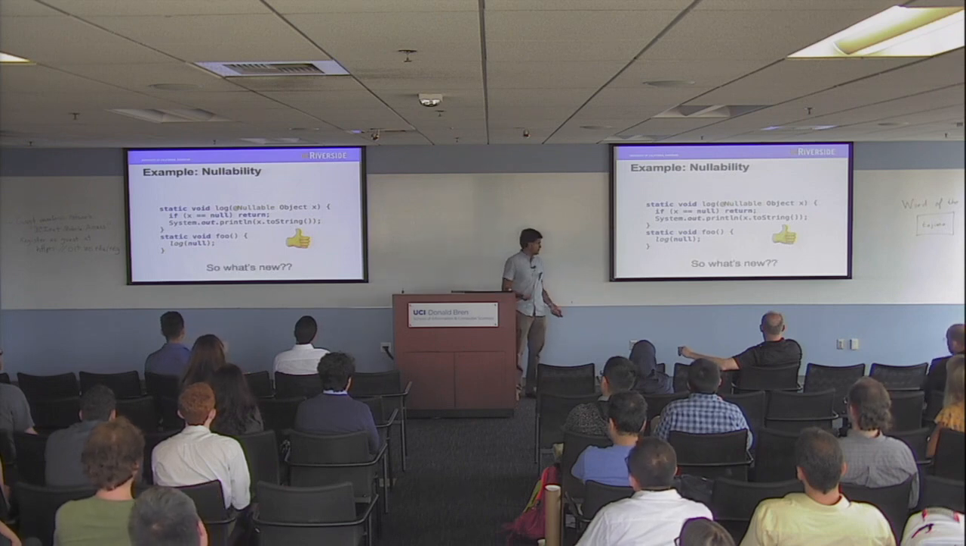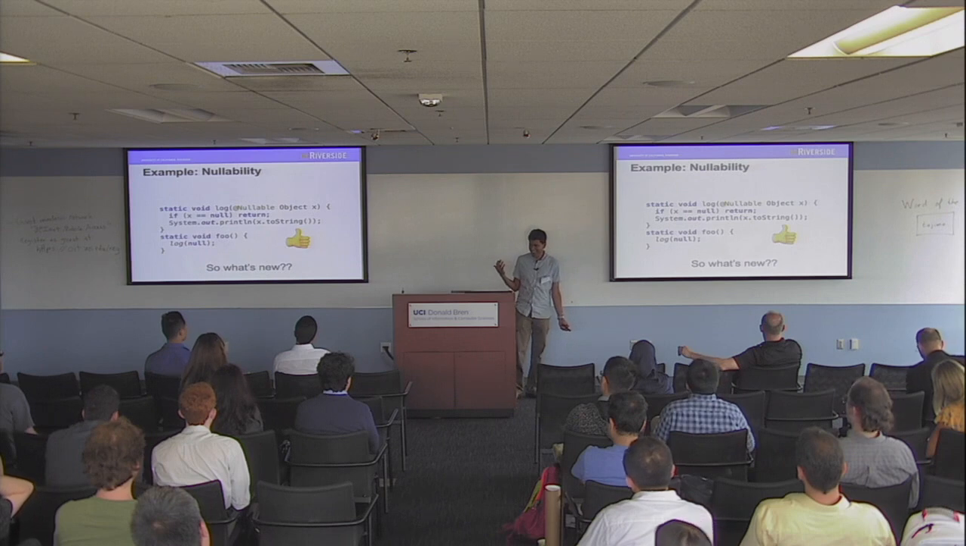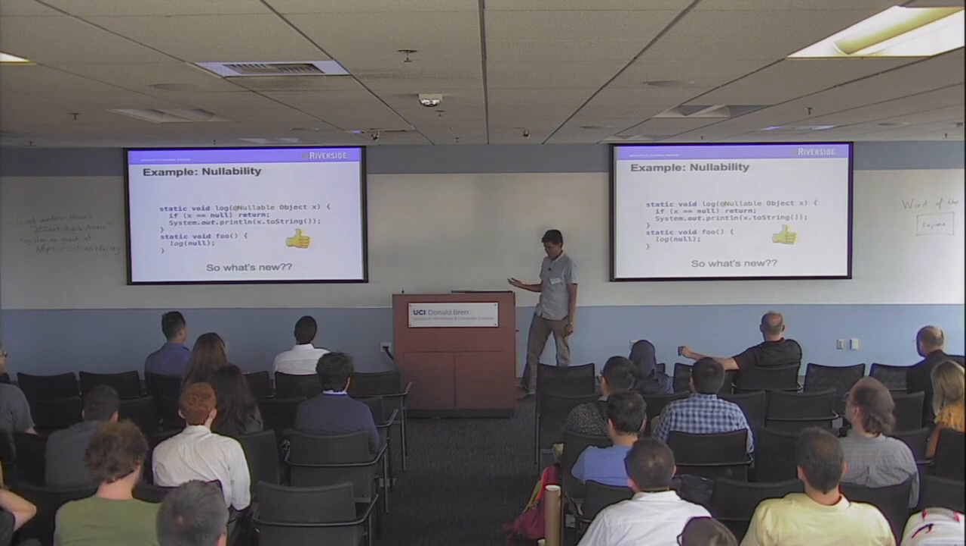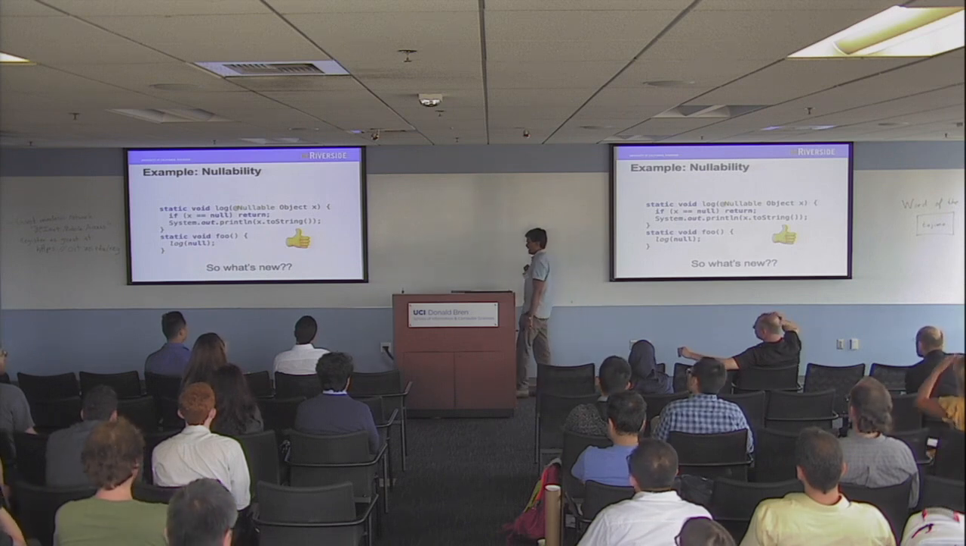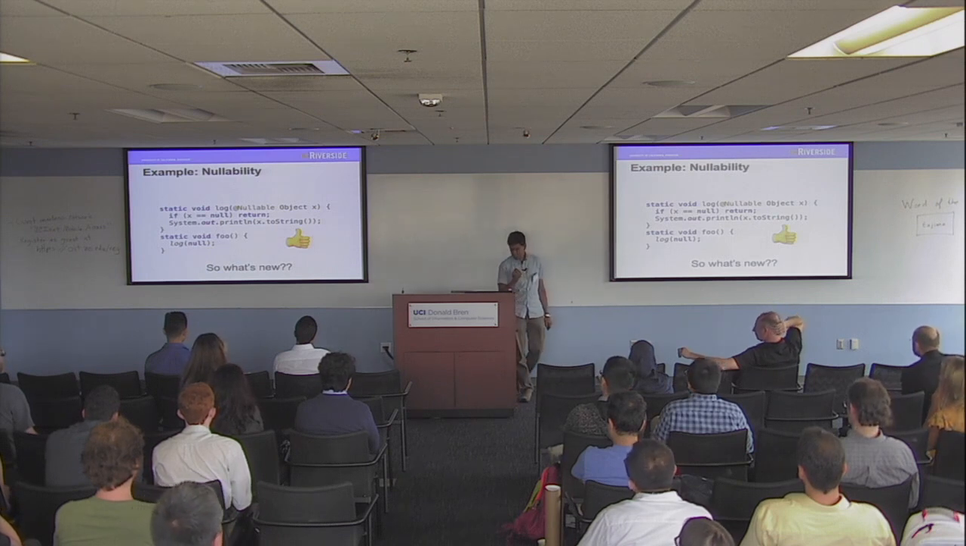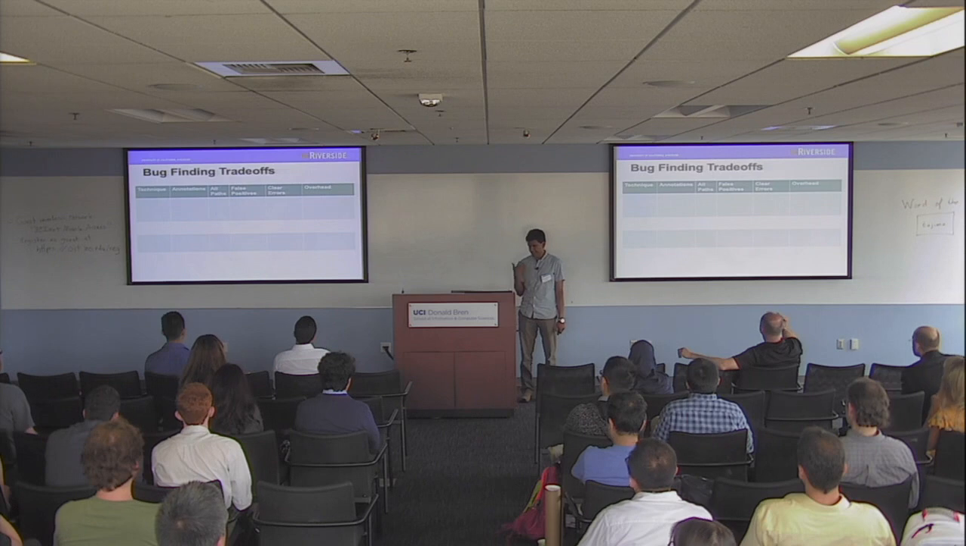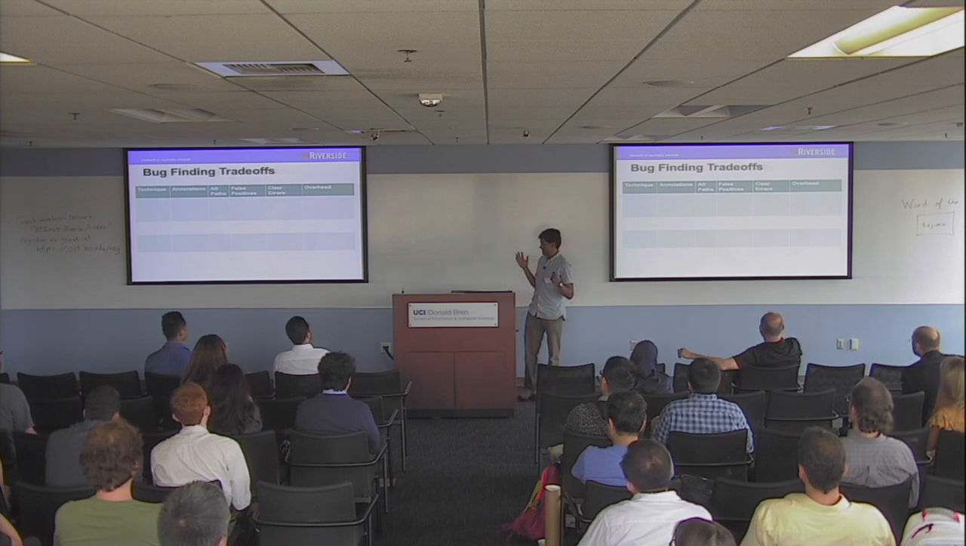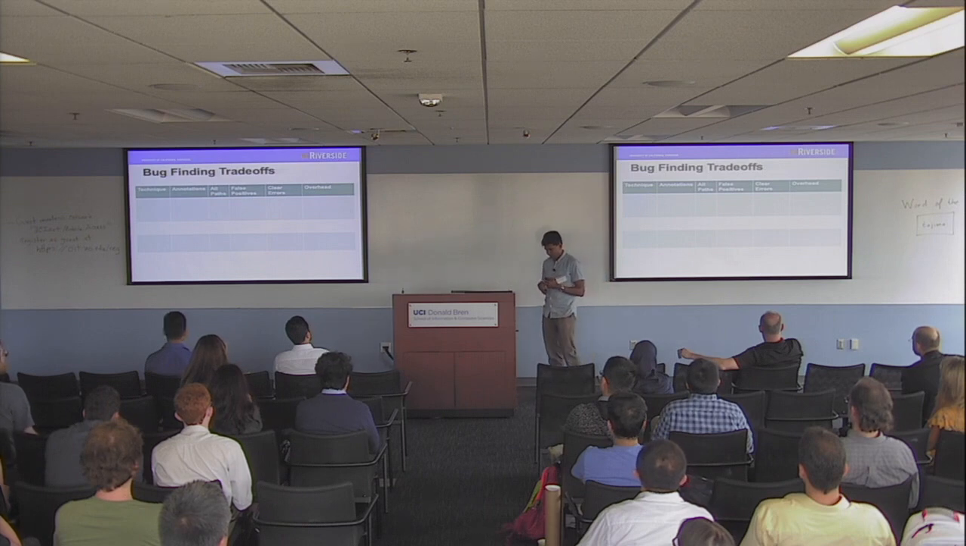So this is all great, but what's new, right? This paper was published in 2008, there's been a ton of work here. Well, I think it's worth taking another look at the practicality of this approach. And to kind of discuss that, I'm gonna make a vastly oversimplifying characterization of different types of bug finding techniques and their kind of trade-offs.